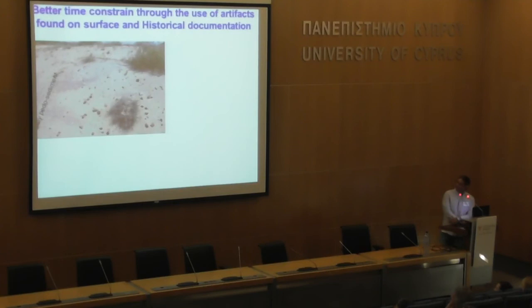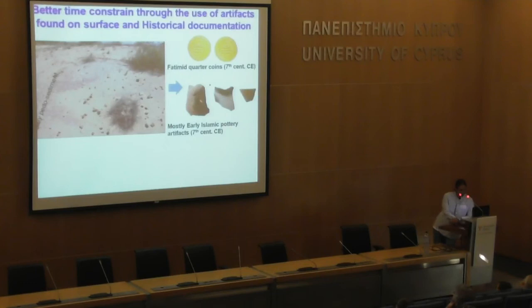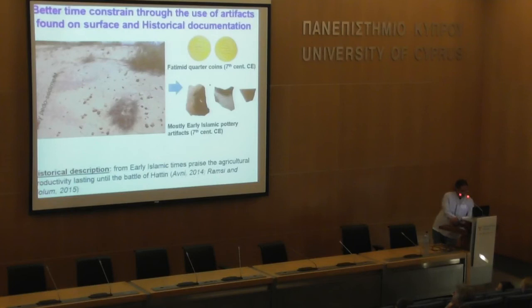In order to better constrain the time of use of the gray pedo-sediment, we rely upon previously published archaeological artifacts found in the gray pedo-sediment and also archaeological and historical documentation. We relied upon various coins and also pottery artifacts, which were both dated to the Islamic times, and also on historical descriptions, which praised the agricultural productivity of the area surrounding Caesarea for the early Islamic times. In this way, we were able to better constrain the use of the gray pedo-sediment to the early Islamic times.